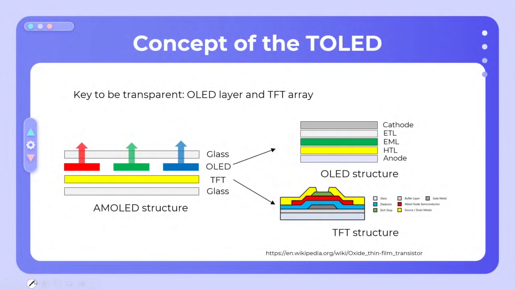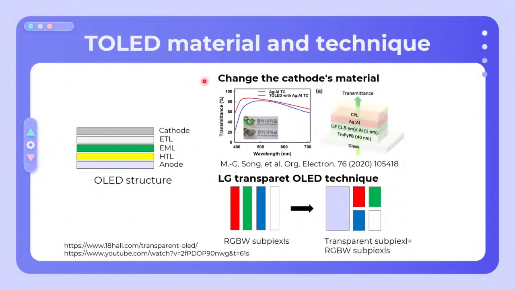We all know that the OLED structure includes the TFT array and RGB OLED, but the OLED layer and the TFT are non-transparent. So the key to being transparent is that these two layers become transparent. The concept of making the OLED transparent is first to change the cathode material, because for the anode we usually use ITO as the material. So in order to make the OLED a two-way image, we need to let the cathode become transparent.